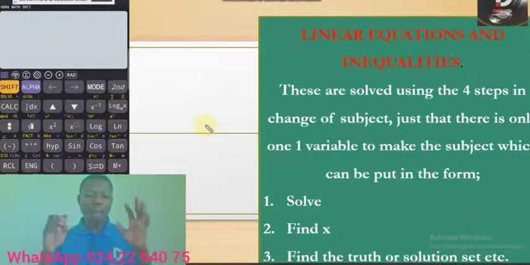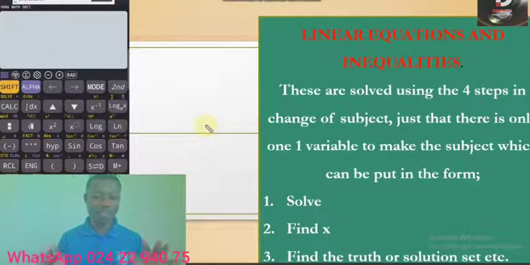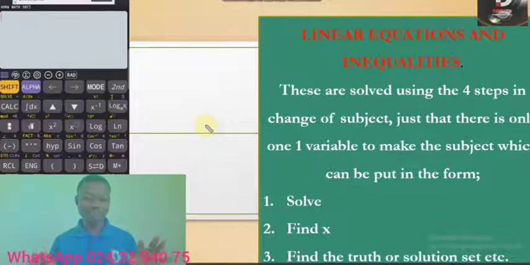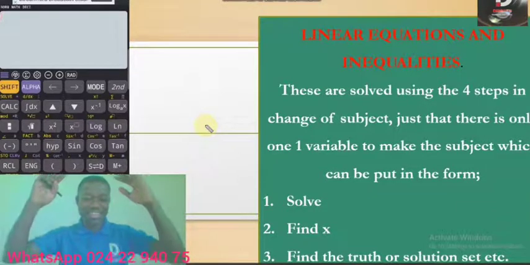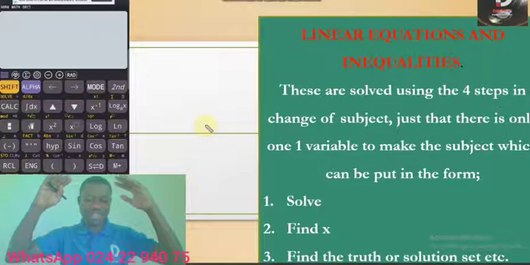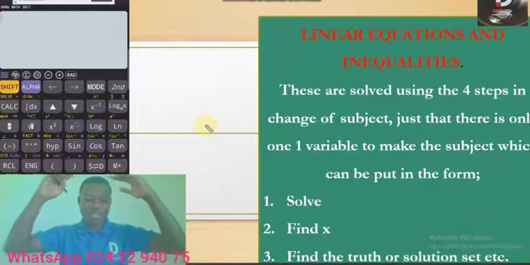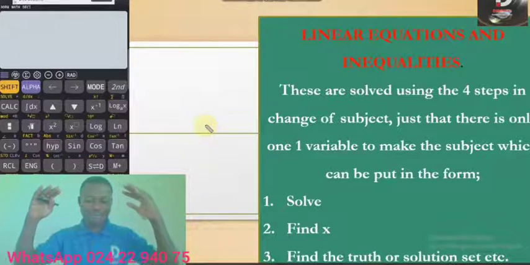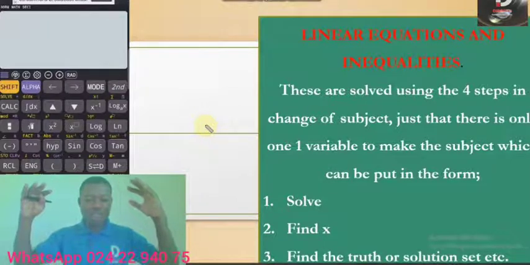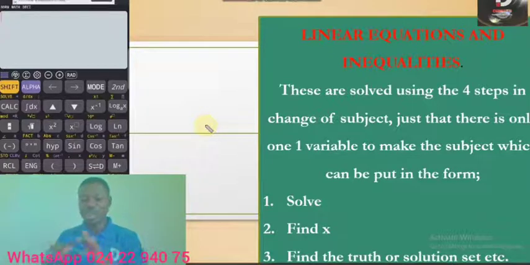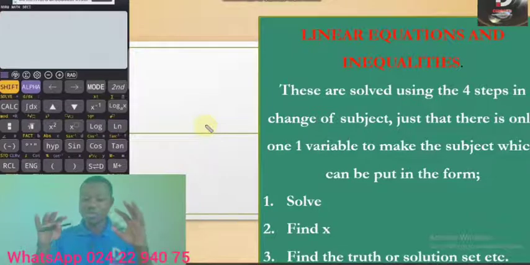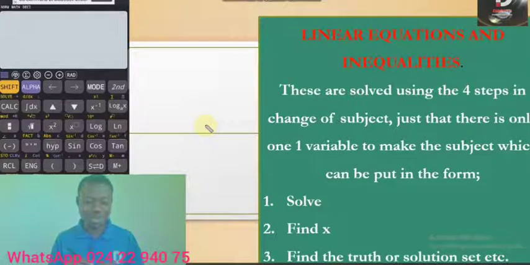Now, we are going to apply the 4 steps in change your subject. So if you have watched the video on change your subject, you know how simple it is. The first thing to watch out for is to check if there's a canopy or a veil. What I call a veil or canopy is if there's a power or root covering a whole side of the equation, maybe the left hand side or the right hand side, especially when it covers the variable you are supposed to make the subject. Then what you're supposed to do is to eliminate it by introducing the opposite. So the enemy of root is what? Power. The enemy of power is what? Root. So you just introduce it.